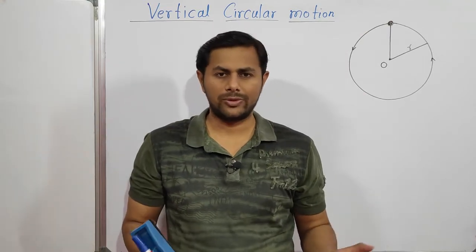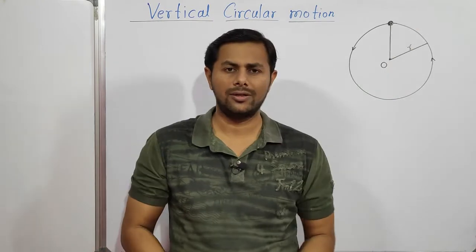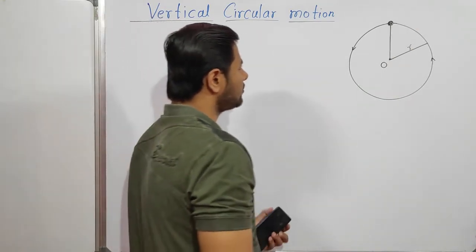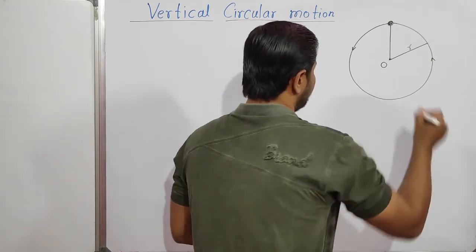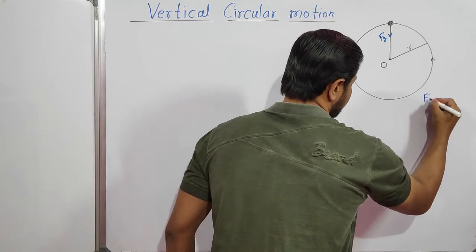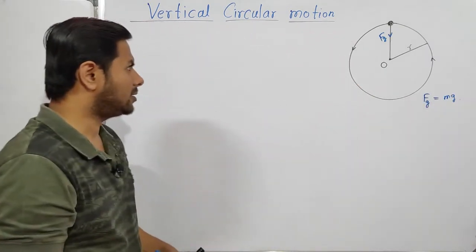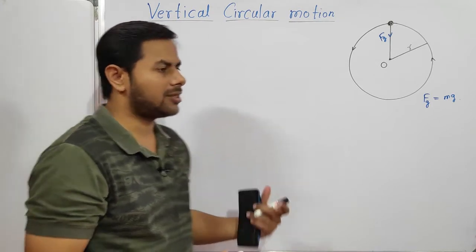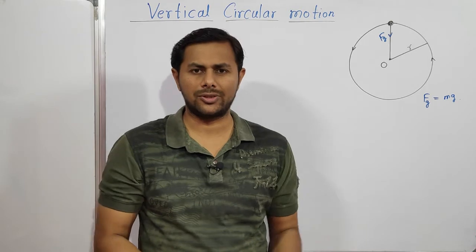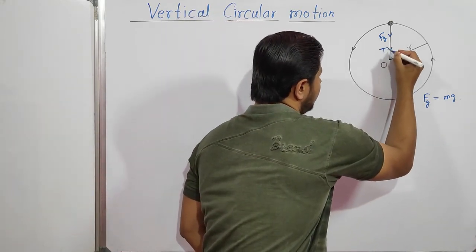So what will be the forces acting on the object when it is at this topmost point? Obviously, there are two forces. One is the gravitational force F suffix g equals mg, and since the stone is tied to a string, there will be tension in the string acting on the stone. So tension in the string is T.